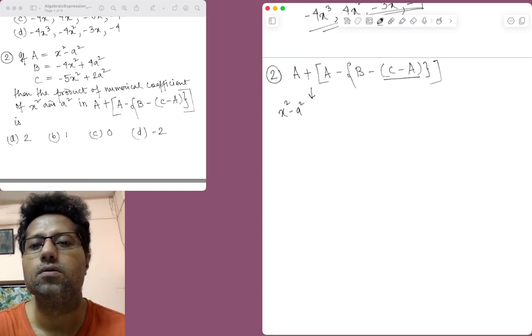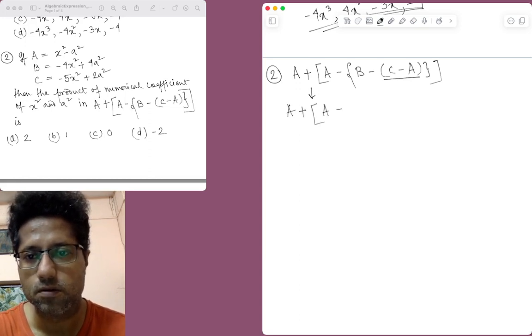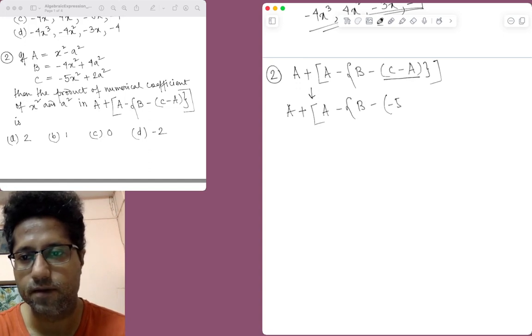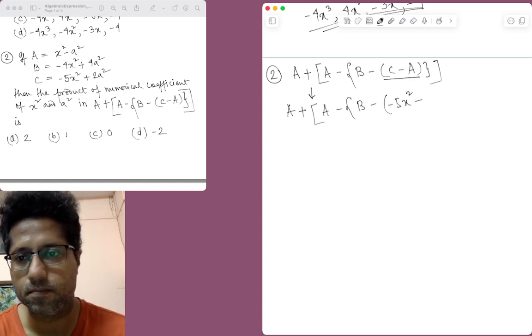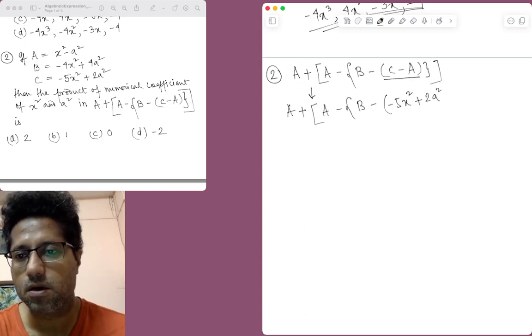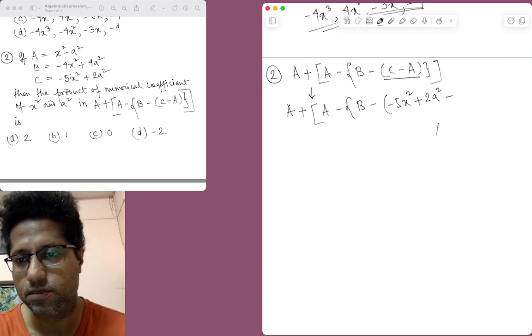Now instead of writing it all the time, for the time being I am writing it as a, and I will only write the algebraic expressions which will be required. So first we have to do this c minus a. I am writing c as minus 5x square plus 2a square. Now minus, this is minus of a. Now a, this is another concept.